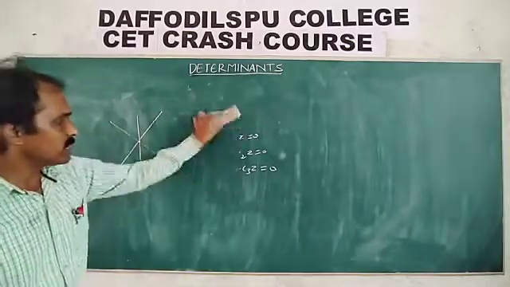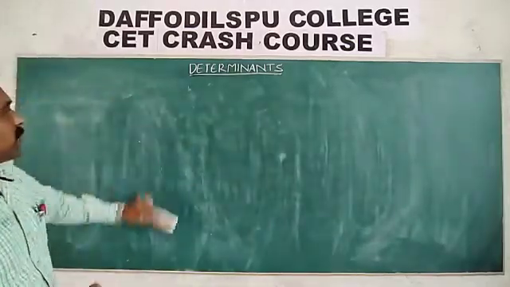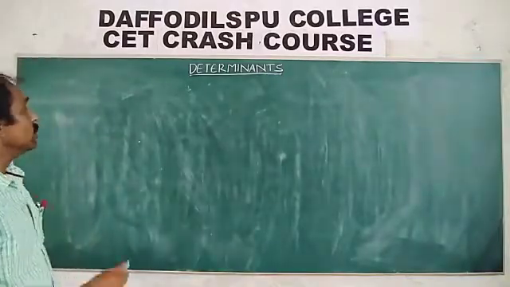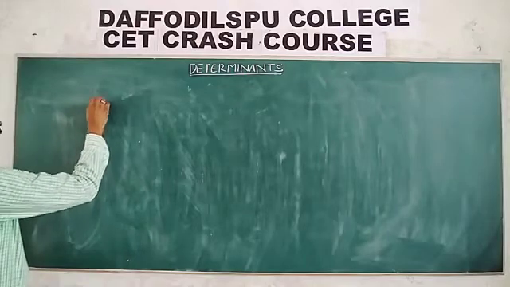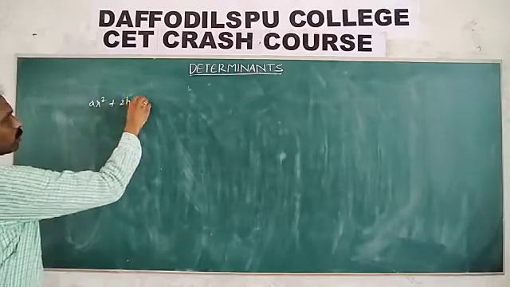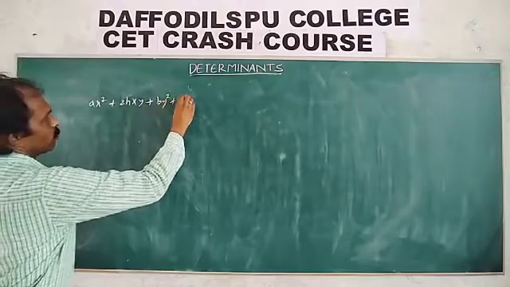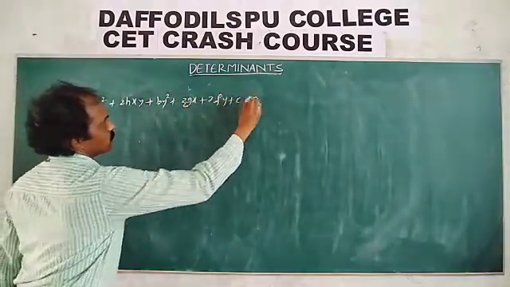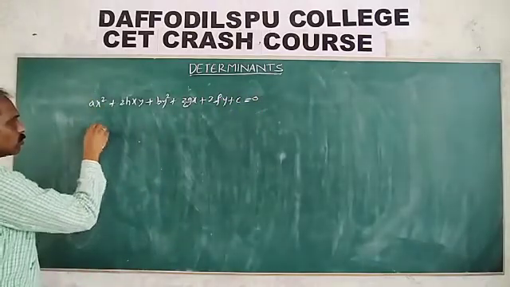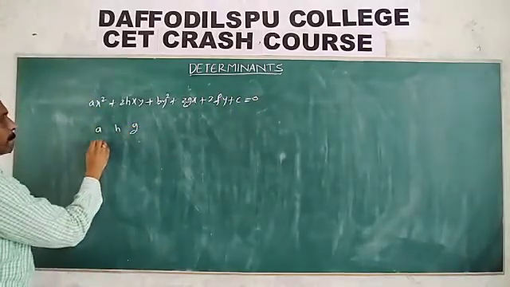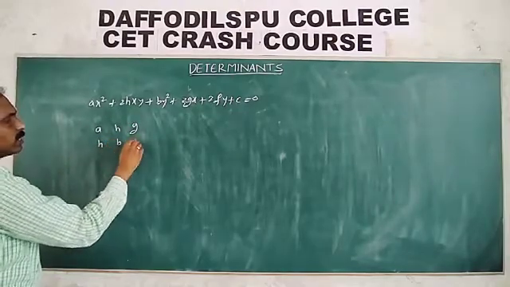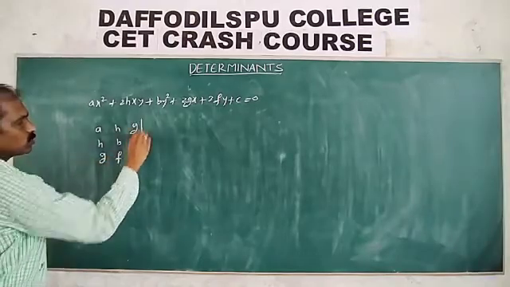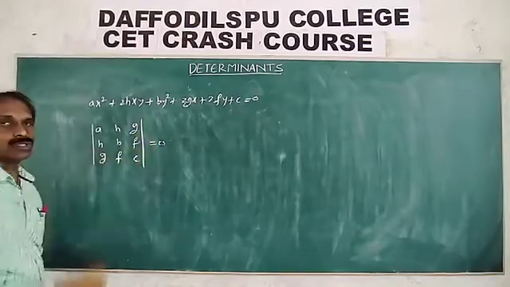And next, a second degree equation in terms of x and y. A general second degree equation, ax square plus 2hxy plus by square plus 2gx plus 2fy plus c equal to 0, represents a pair of straight lines. Given this, the determinant with rows a, h, g; h, b, f; and g, f, c is also equal to 0.